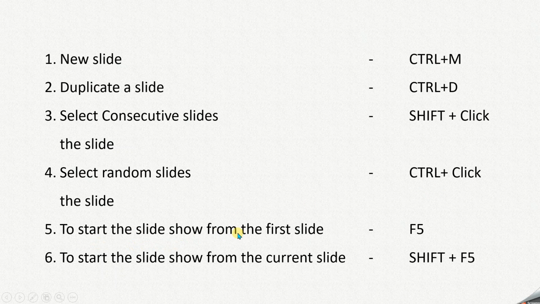To start the slideshow, F5 from the beginning if I want to start the slideshow. To start the slideshow from the current slide, Shift plus F5. Okay, remember F5 from the beginning, Shift plus F5 from the current slide. And if I hold Shift and click the slides, continuous slides will be selected, and if I hold the Control key and click on the slides, random slides will be selected.